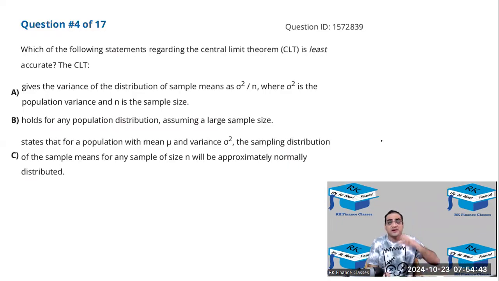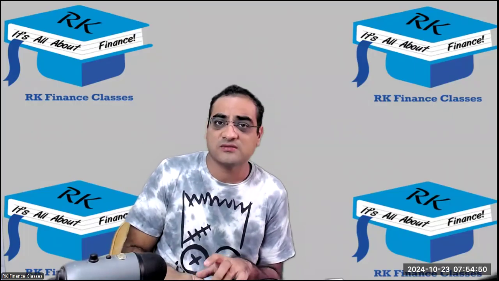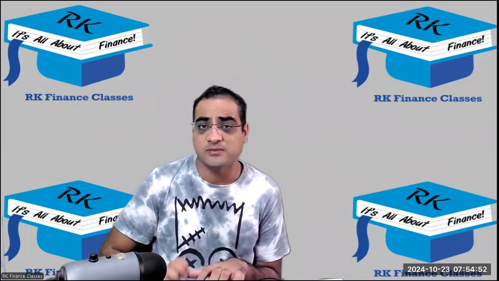So this was about central limit theorem. Basically, central limit theorem is applicable in two cases. Can someone tell me what the two cases are? In which two cases is the central limit theorem applicable?